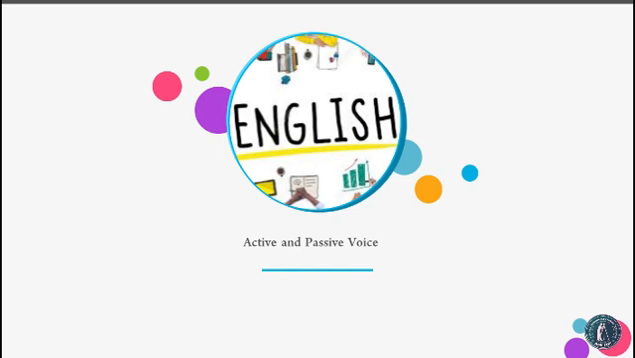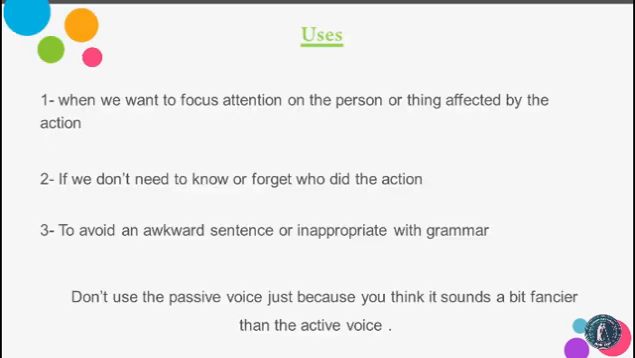On the other hand, when the subject of the sentence is acted on by the verb, we say that the sentence is in the passive. So the question here is, when do we use passive voice? Firstly, we use it when we want to focus attention on the person or thing affected by the action.